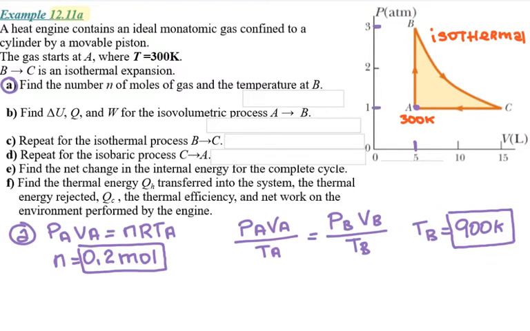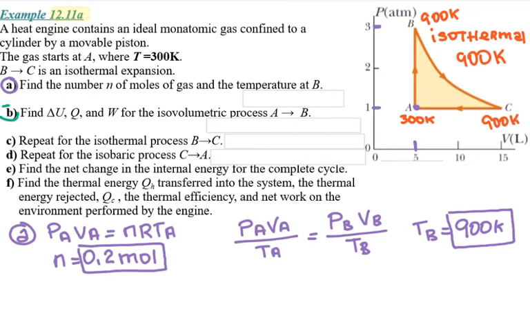So now, because I know that between B and C it's an isothermal process, I know that through the whole BC it's gonna stay at 900 Kelvin. So the temperature at C is still 900 Kelvin. So I have 900 Kelvin at B, and I have 900 Kelvin at C.